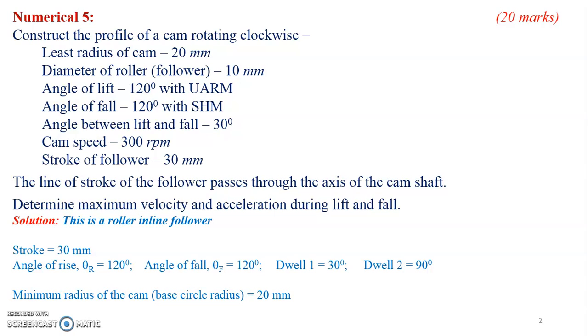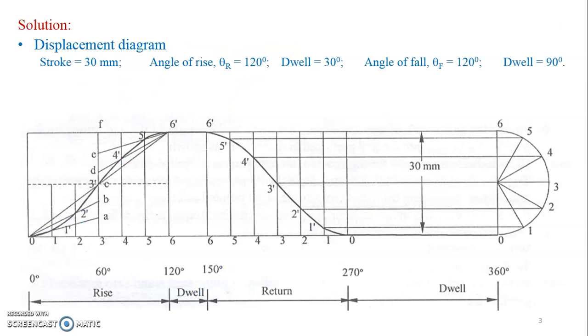To solve this also, we are first supposed to draw the displacement diagram. Let us see how to draw that. Here is the displacement diagram. We know that the stroke is 30 mm, hence I have drawn the vertical length equal to 30 mm. First is the angle of rise or angle of lift, which is 120 degree, then comes the dwell for 30 degrees, then again angle of fall, which is 120 degree, and then again a dwell of 90 degree.